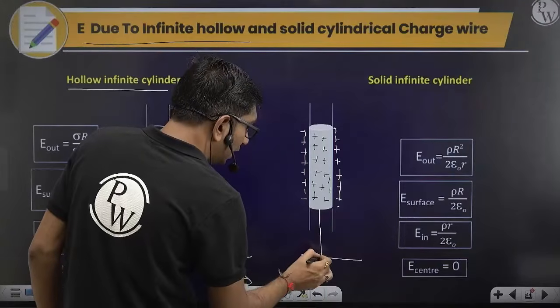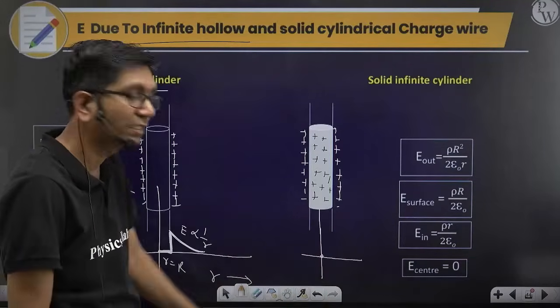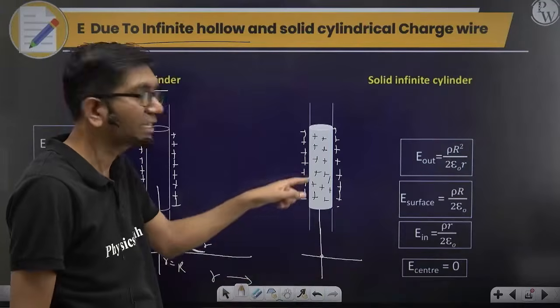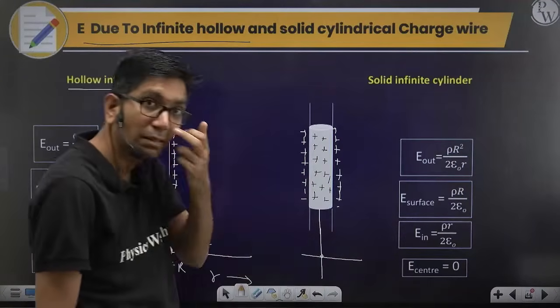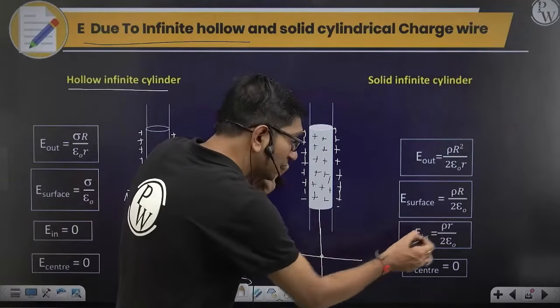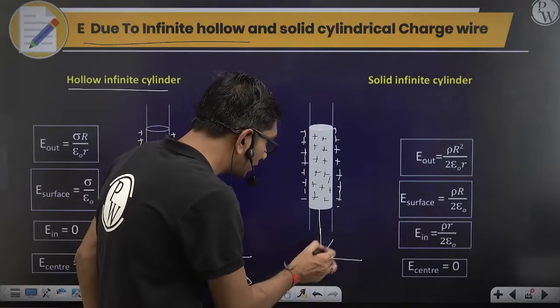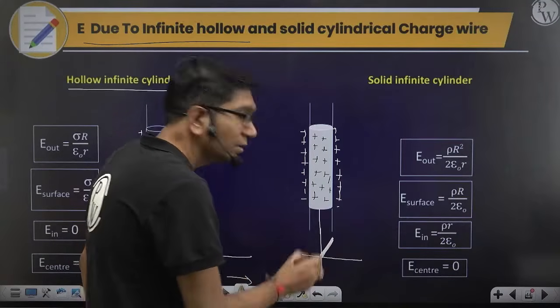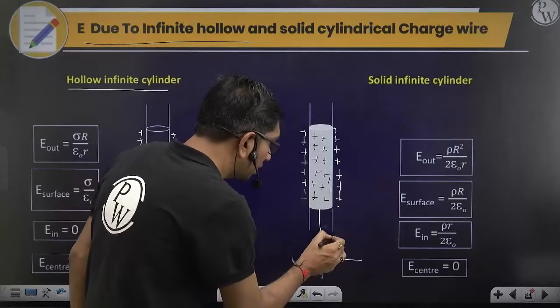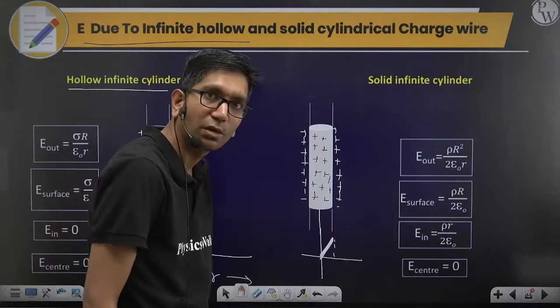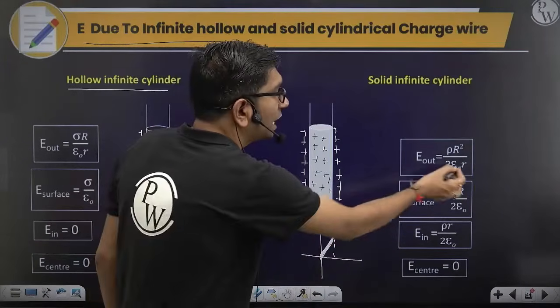In the center, what is electric field intensity? 0. Inside, something you will get. So what you got, beta? This is a directly proportional graph, like this you will get. On the surface, something you have. Outside, again it is inversely proportional.